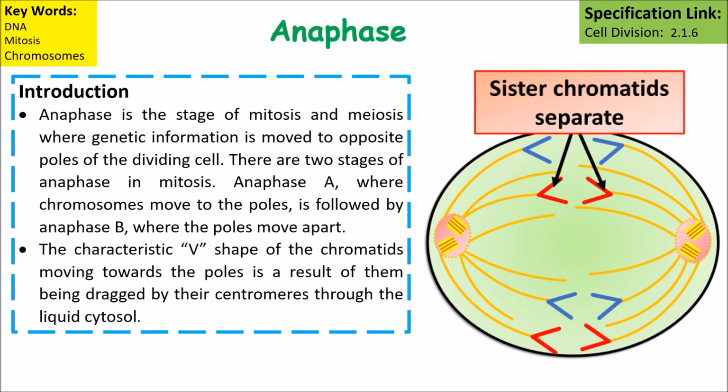Anaphase is a stage of mitosis and meiosis where genetic information is moved to opposite poles of the dividing cell. There are two stages of anaphase in mitosis. Anaphase A, where the chromosomes move to the poles, is followed by anaphase B, where the poles move apart. A characteristic V shape of the chromatids can be seen as they are pulled through the cytoplasm of the cell.